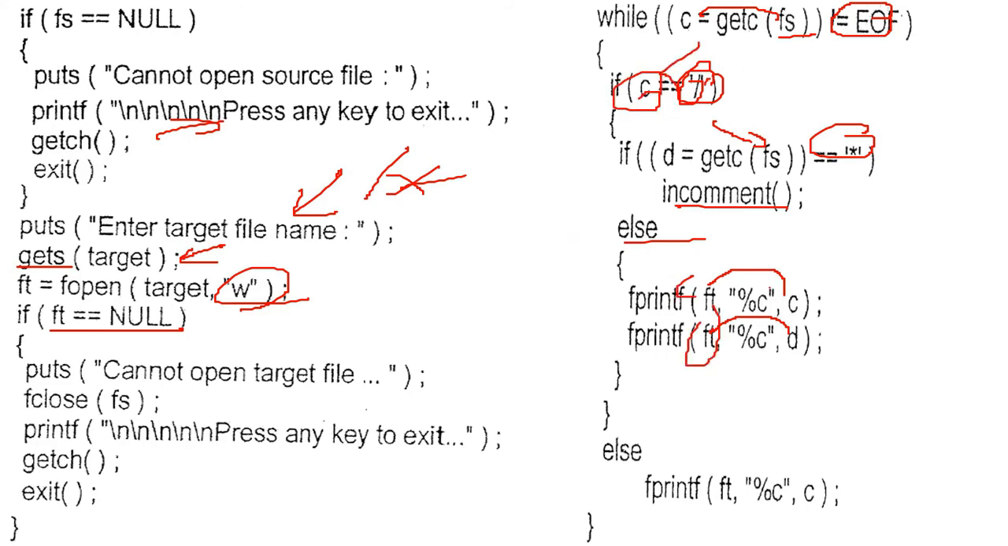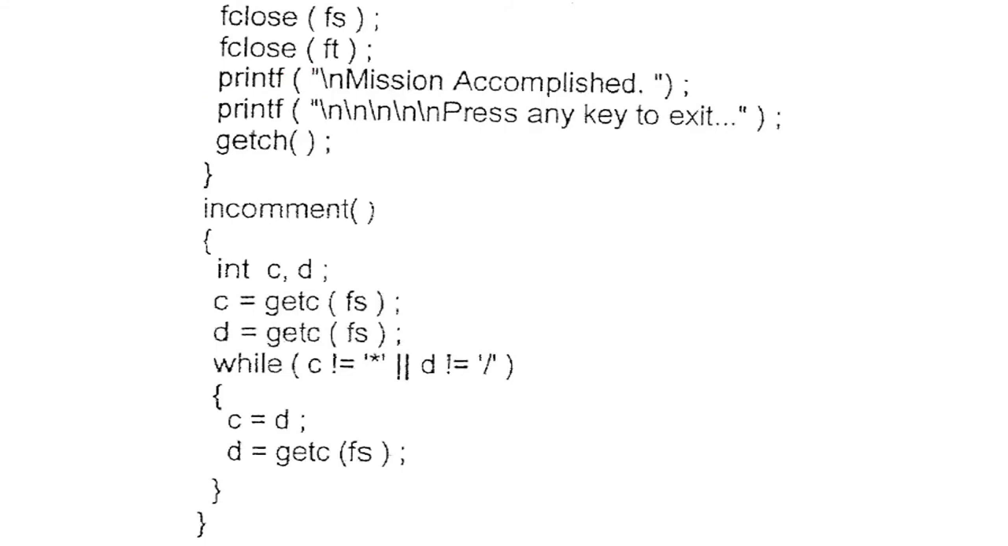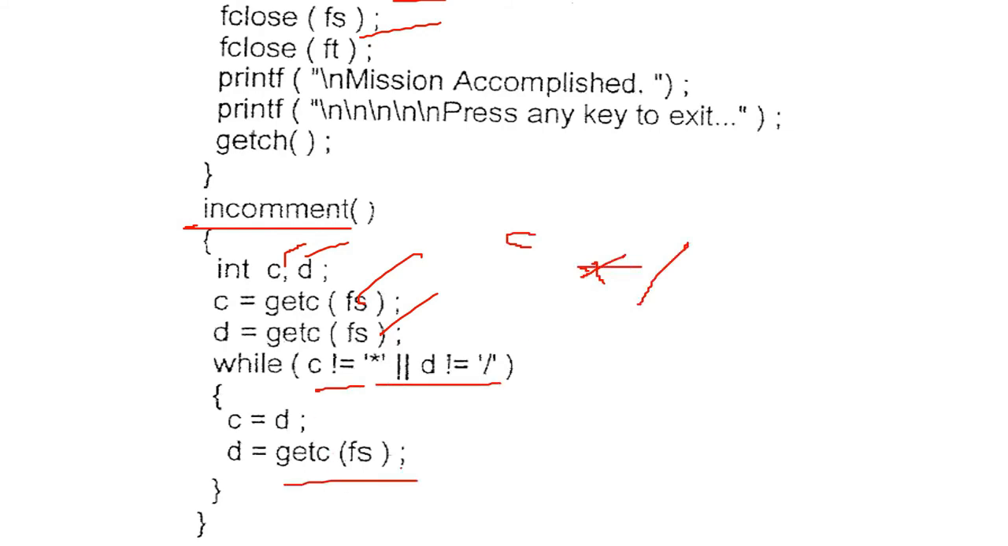And we do it with the others till we get the ending star and slash. This is what this incomment does. So in this incomment function, we have C and D, and we get S from Fs. Now if C is this one and the next one is this, then we understand, okay, now this is a comment. So inside this, all this getc has to be driven out, and we just assign D to C and this Fs to D, and again check for incomment.